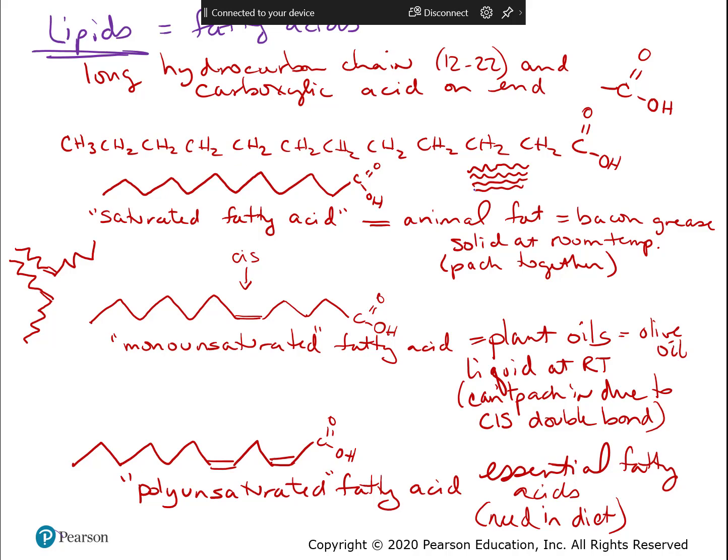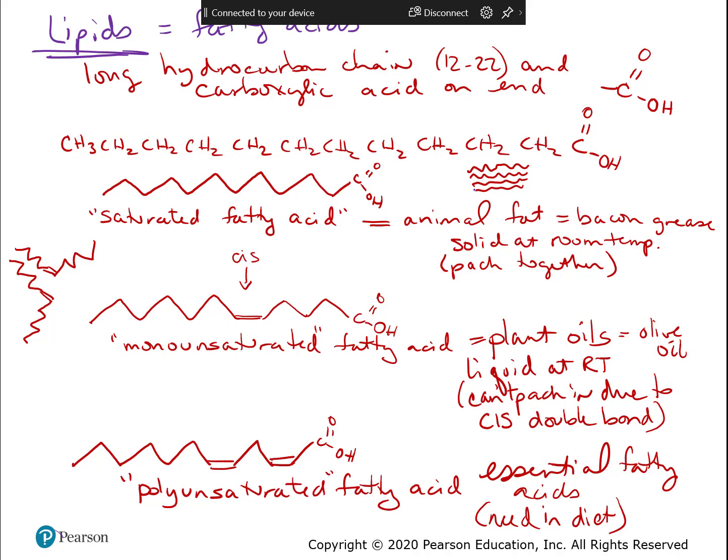And they can pack in tight enough that they can become solid. Because remember, solid things have to have a really tight, regular arrangement. So that's why your butter, lard, coconut oil, and palm oil are actually solids at room temperature. It's because they have a lot of single carbon-to-carbon bonds.